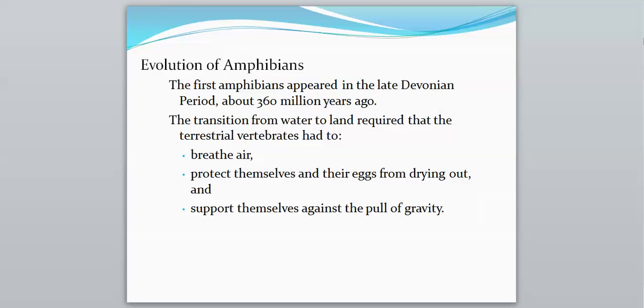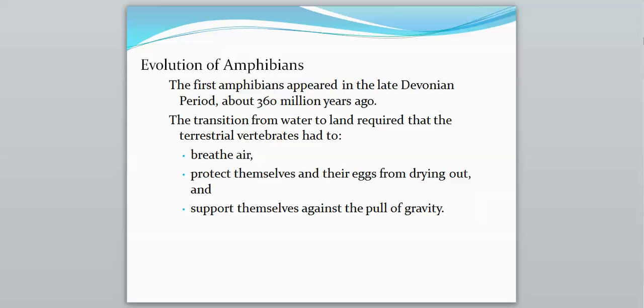So the transition from water to land required that terrestrial vertebrates had to do several things. Again, terrestrial meaning land. So in order to move from the water to the land, you needed to breathe air. That's kind of an important jump that needed to be made. They needed to protect themselves and their eggs from drying out. Most fish can kind of just lay eggs underneath the water. The water keeps them moist. They don't really have to worry about them drying out. So that's kind of a challenge they had to overcome.